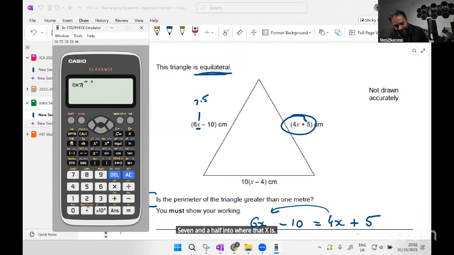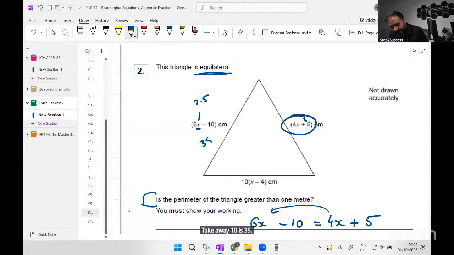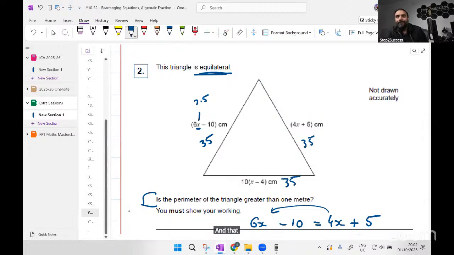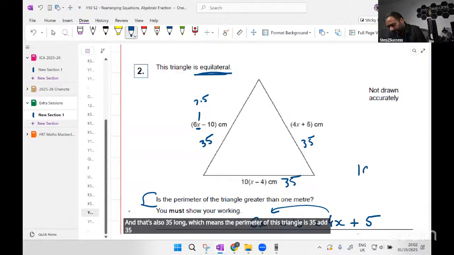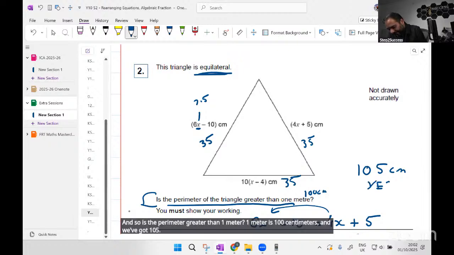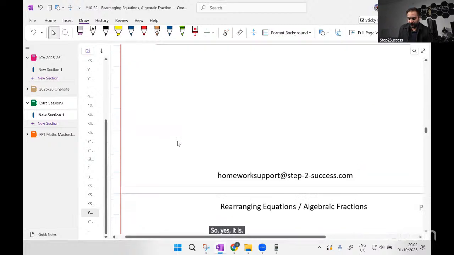6 times 7.5, take away 10, is 35. Which means that this side is 35 centimeters long, and it's an equilateral triangle, so that's also 35 long. I don't have to work it out. And that's also 35 long, which means the perimeter of this triangle is 35 add 35 add 35, which is 105 centimeters. And so is the perimeter greater than 1 meter? 1 meter is 100 centimeters, and we've got 105. So yes, it is. Move on.